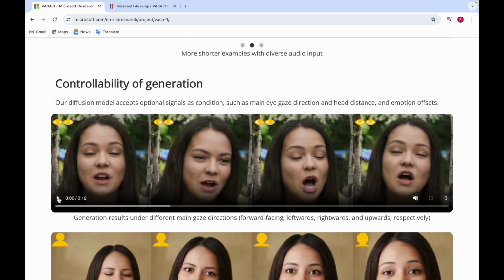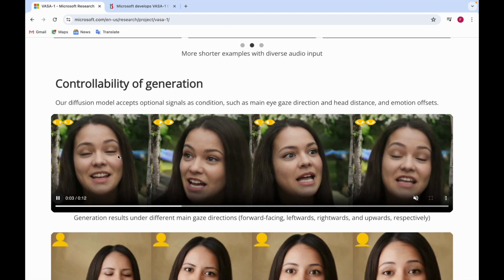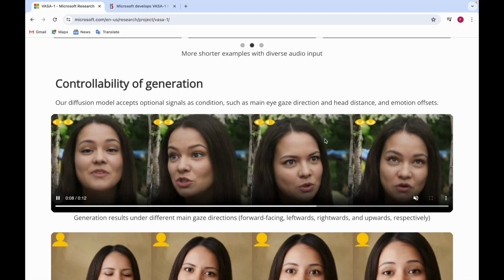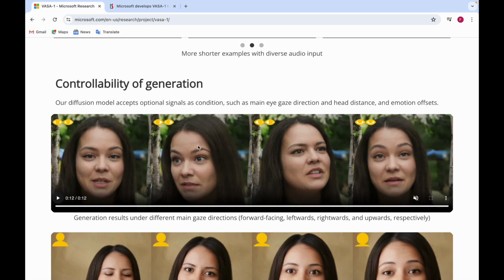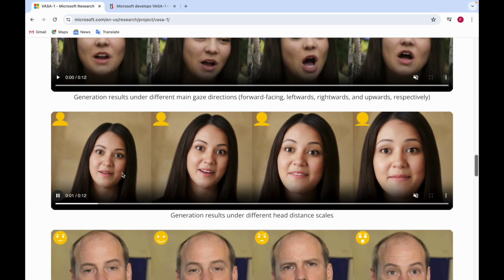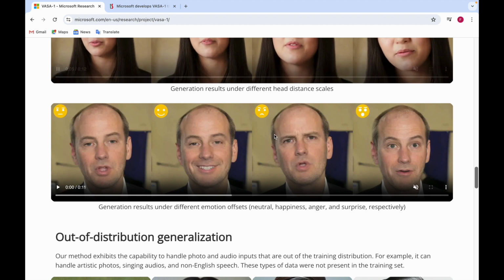This one also, these are her different things, like her head direction, her eye gaze, where she's looking, where the head is looking. Here she's looking at the front, here she's looking at the side, here she's looking at the other side, and here it looks like she's looking at the top, not at you. And here she's far, she's nearer, and then here she is near.